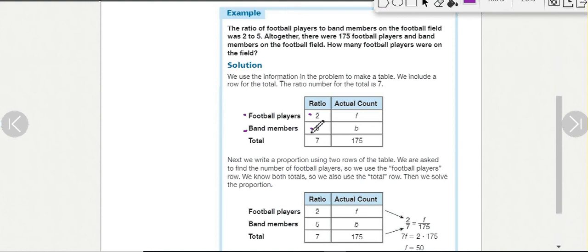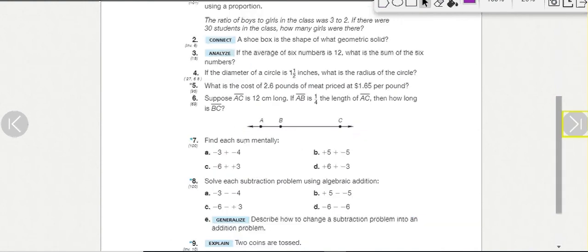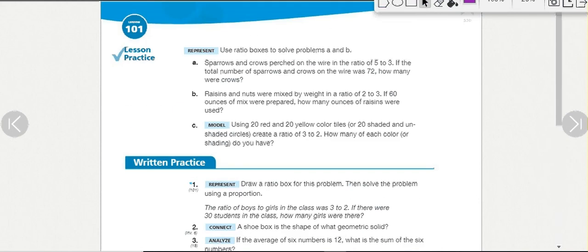What's the implied total then? You add up 2 plus 5 and put 7 in the third box now that we need to use. Because they told us 175, these boxes match up. There's 175 total people. They say football players and band members. It's the same as saying total on the football field. Then they ask about what's football player. If you want, you can even cover up with your finger then on your ratio box, the part we don't need. And there, lo and behold, you have yourself a proportion that you solve. If you don't remember how to solve proportions, you're going to want to go back and review that first, because that's how you're actually going to find answers here.